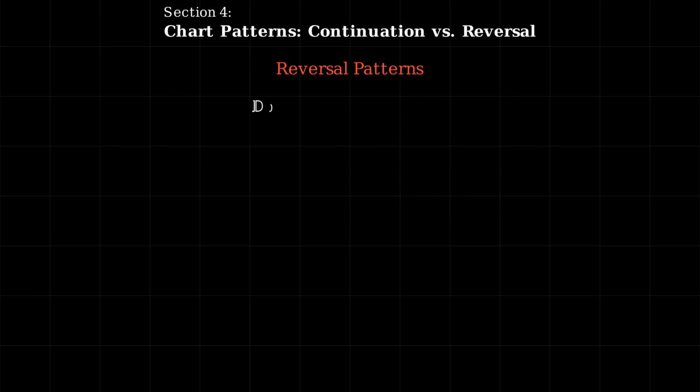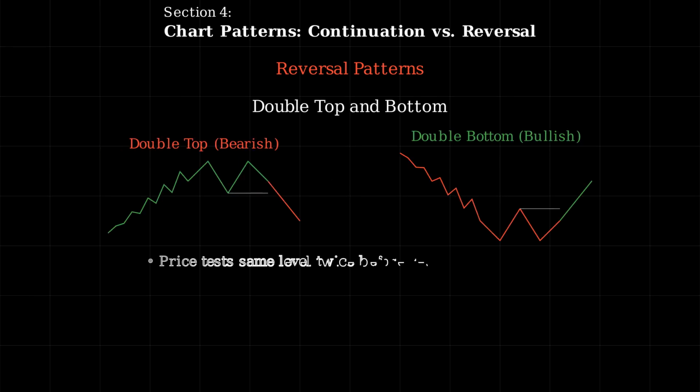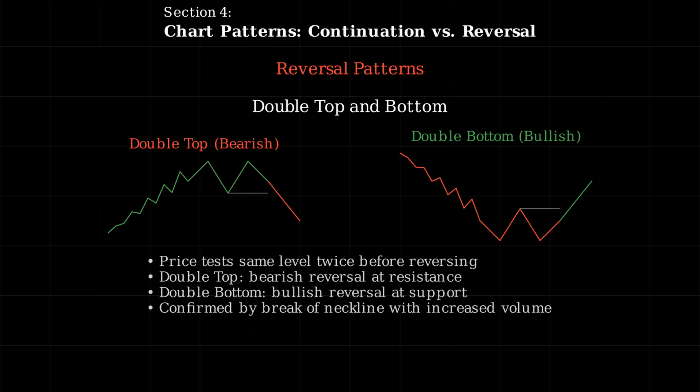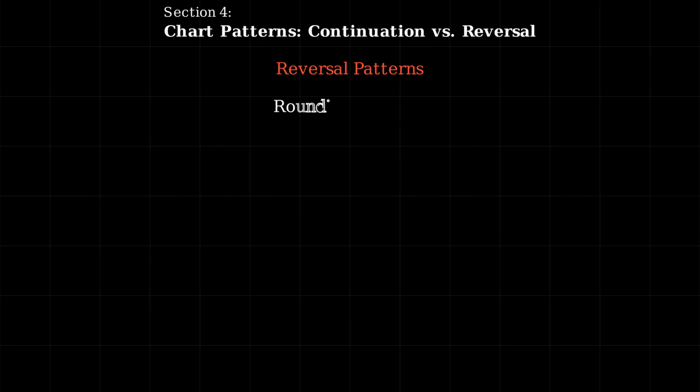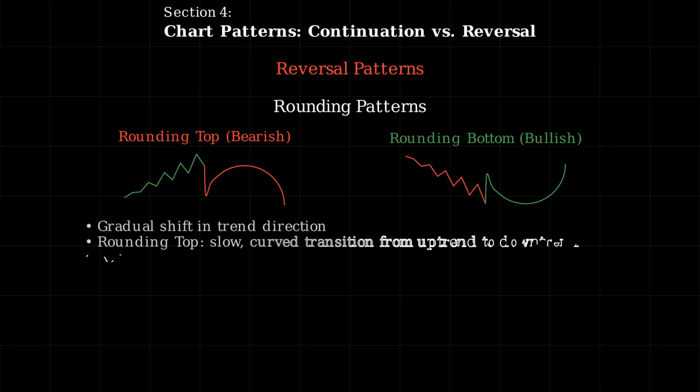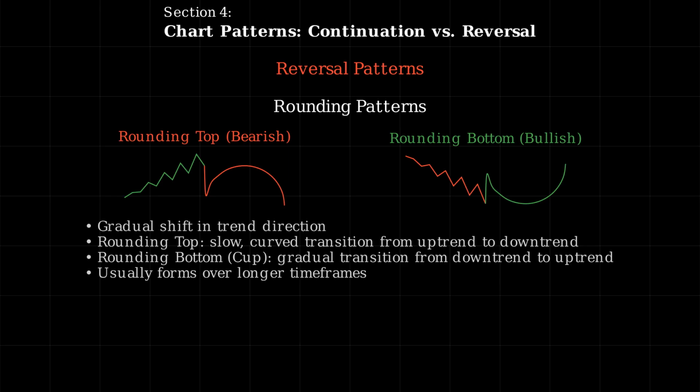Double top and double bottom patterns occur when price tests the same level twice before reversing. The double top is a bearish pattern that forms at resistance, while the double bottom is a bullish pattern that forms at support. Rounding patterns represent gradual shifts in trend direction. The rounding top shows a slow transition from an uptrend to a downtrend, while the rounding bottom, sometimes called a cup pattern, shows a transition from a downtrend to an uptrend.